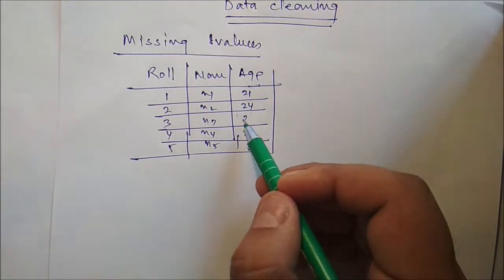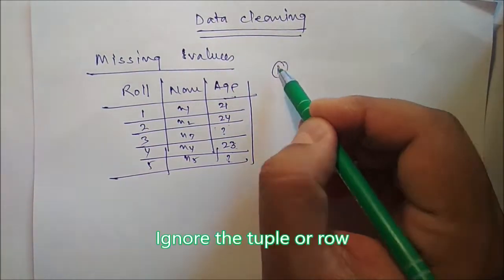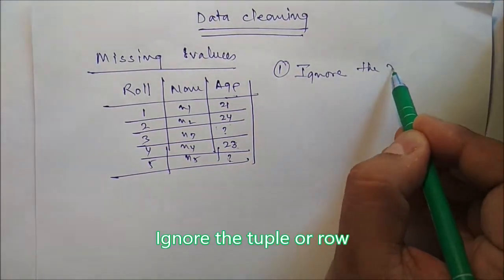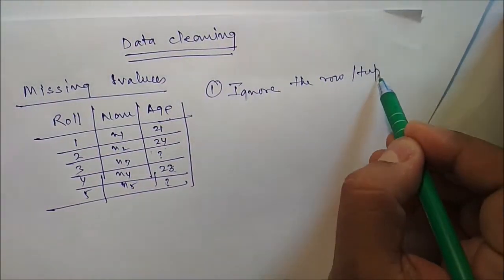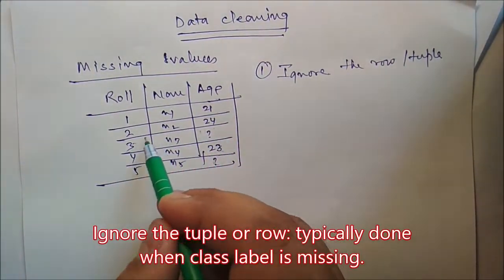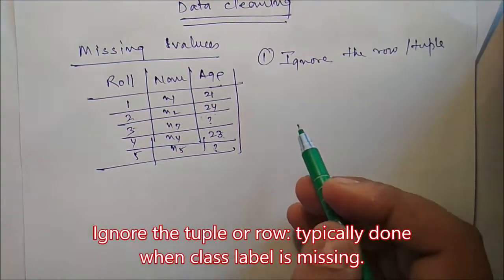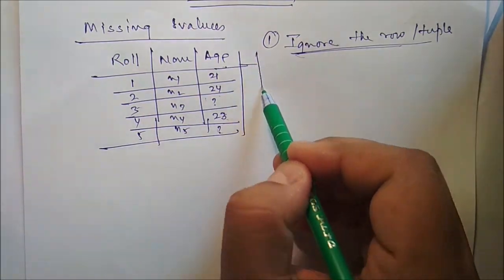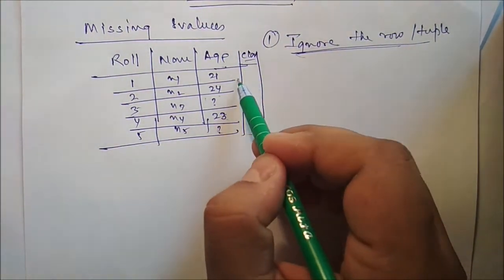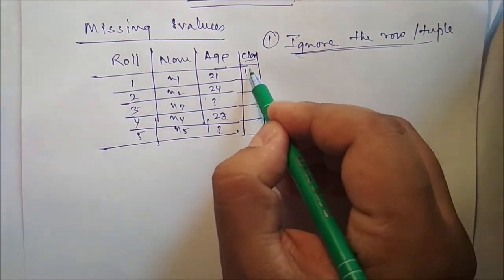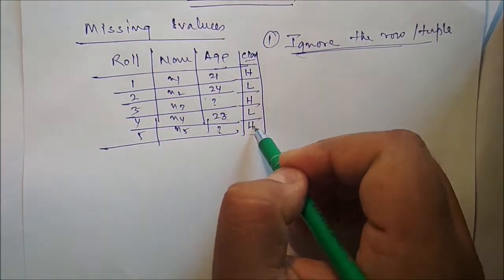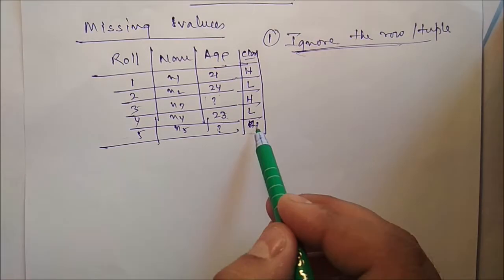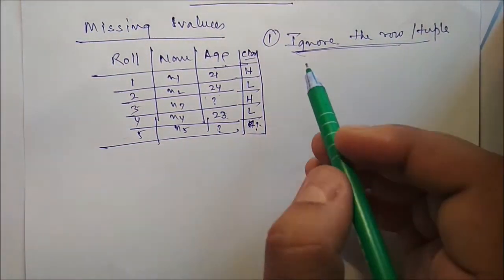So what can you do in such a situation? First technique: ignore the tuple, ignore the whole row. Generally we ignore the row or tuple if the class label is not there. We'll talk about the class label in detail. Suppose the class label is IQ level, high and low. If the class label is not there, generally we remove the whole row.